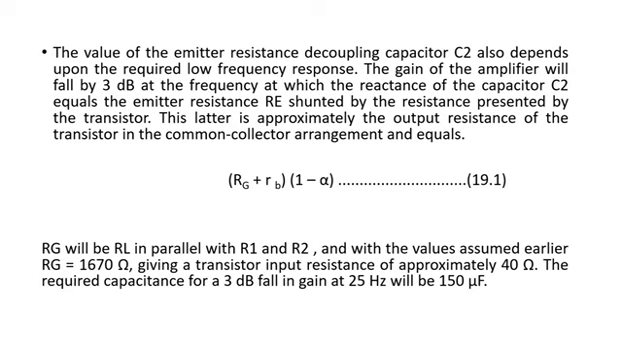When we calculate the output resistance of the transistor in a common collector arrangement, it will be equal to Rg plus Rb into 1 minus alpha. Rg is in parallel with the load resistance RL, which is in parallel with R1 and R2. If you consider Rg to be 1670 ohms, it gives a transistor input resistance of approximately 40 ohms. So the required capacitance for a 3 dB fall in gain at 25 hertz will be equivalent to 150 microfarad. This is how we go about calculating the coupling capacitance value.